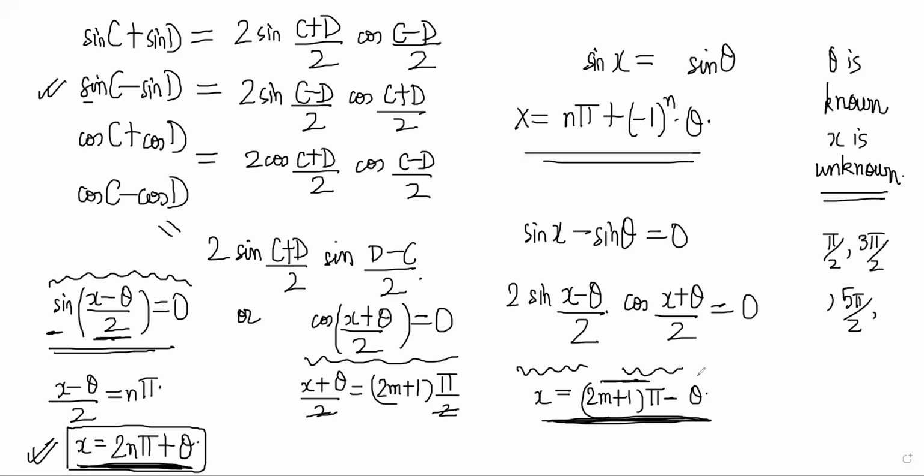Understood. Now notice that here, whenever n is even, it was even multiple of pi plus theta, and when n is odd, it would become odd multiple of pi minus theta. So technically, these two formulas have been combined into one formula by this.